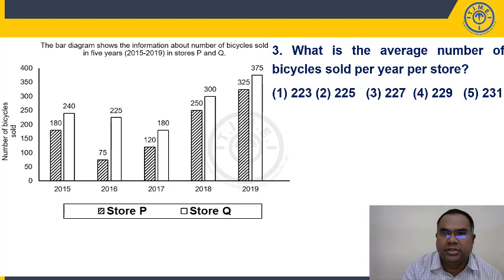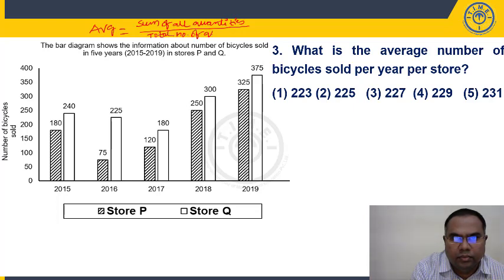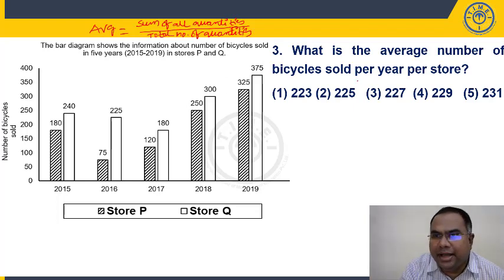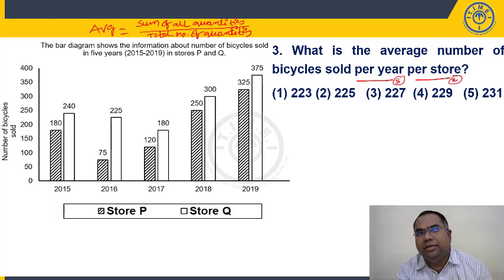What is the average definition, students? Average is sum of all quantities by total number of quantities. Right. Now average per year per store. How many years? 5 years. How many stores? 2 stores, P and Q. So I have to divide by 5. I have to divide by 2. If you miss any one of these, then you might get a wrong answer.